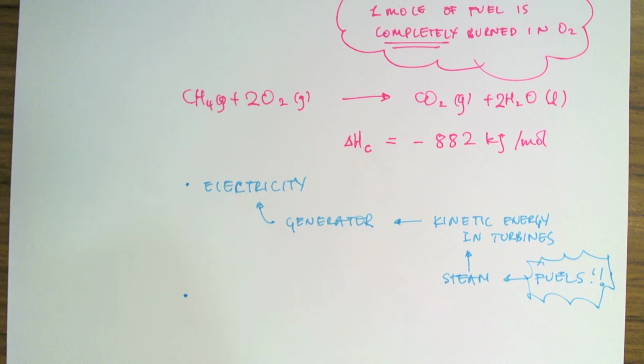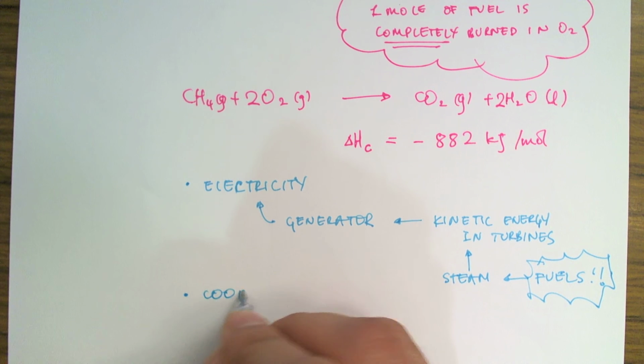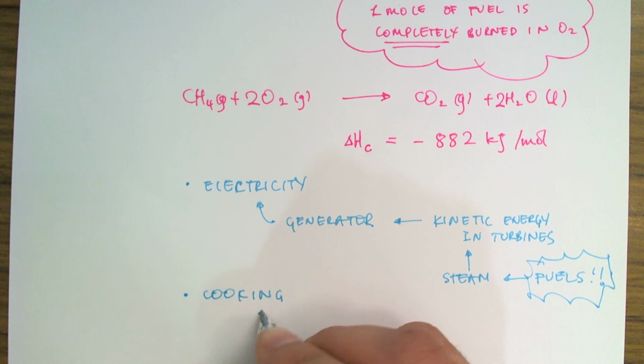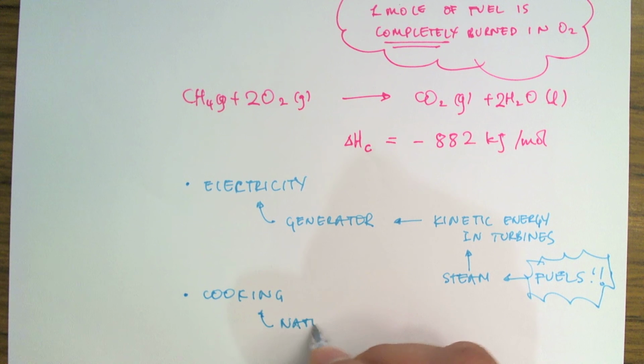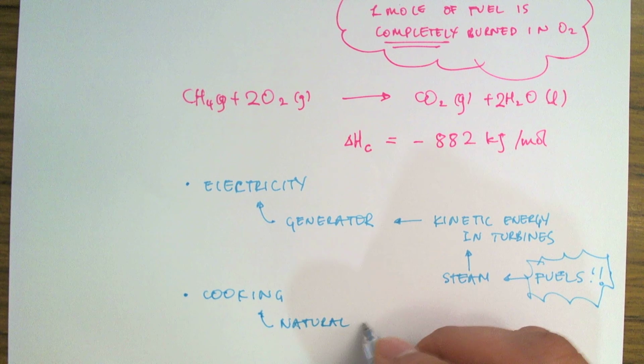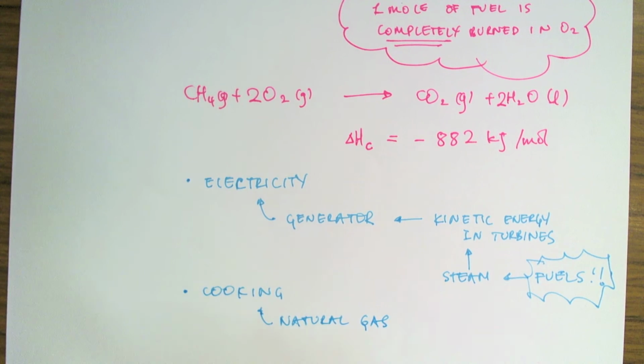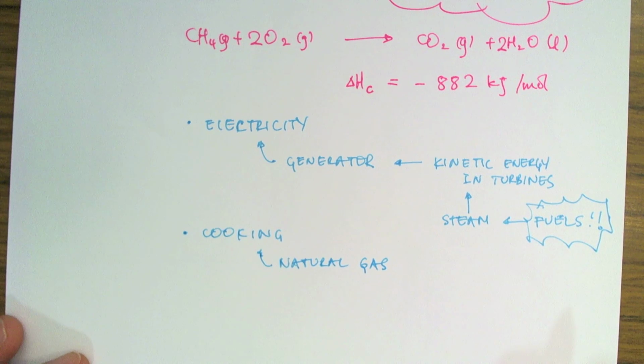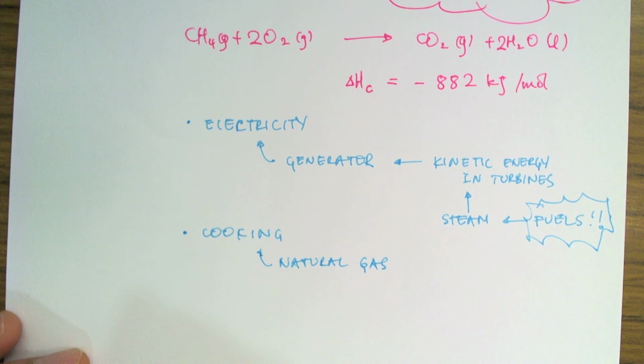Right. A second important use of this is cooking. So in your home, you use natural gas, sometimes electricity, but most of the time natural gas, because food cooked using electricity doesn't taste very good. Right. And the problem with burning fossil fuel is, of course, the biggest problem is global warming.